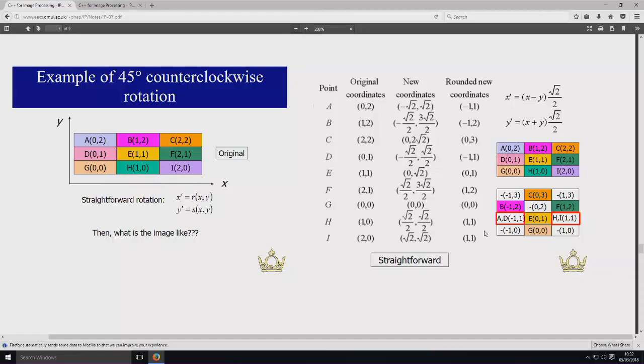If we just apply rotation to the 3x3 matrix, for the 3x3 image we have the coordinates of the original image: 0,0 here, 0,1, 0,2, 1,0, 1,1, 1,2, 2,0, 2,1, 2,2. These are the original coordinates. If we apply x, y to the rotation transform, after rotation we find the new positions, the new coordinates.